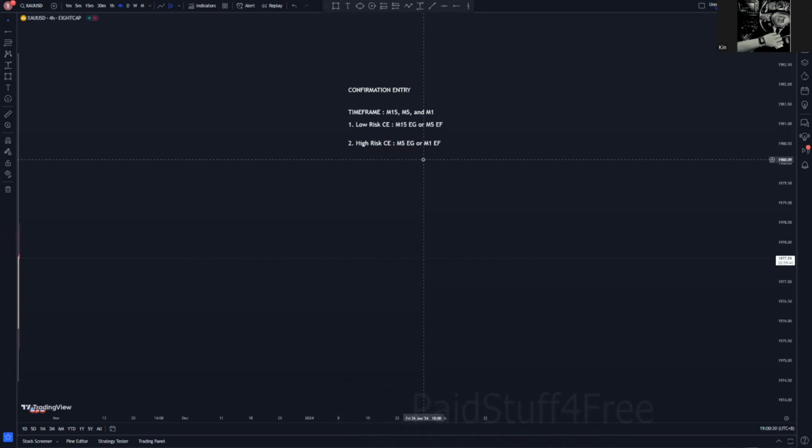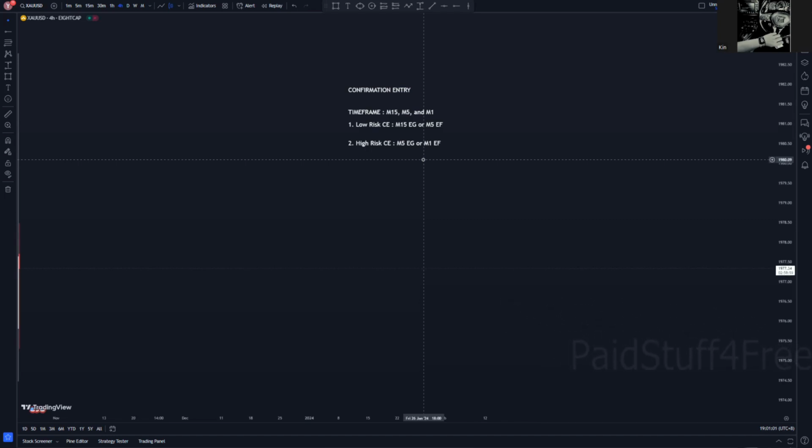Another 4 months, after that we only used the high risk confirmation entry, which is M5ED and M1EF. The result was a win rate of like 57 to 60%, something like that. But the best part is I took all the buys and all the sells on gold at that time. The win rate is still profitable, 60%, but not gonna lie, we're going to take a lot of trades.